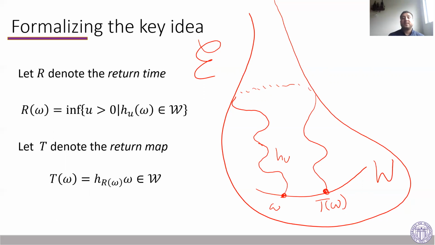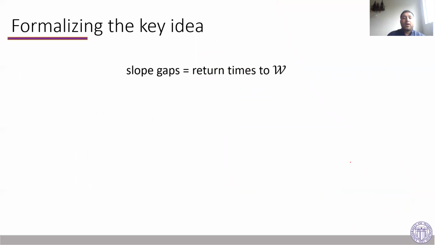And so this is kind of formalizing some of the things that we've already been seeing in the previous slides. All right, and so now we're almost done, right? The key idea is slope gaps are exactly return times. And now that we have some notation set up, I can rewrite this as the following kind of equation. Slope gaps are exactly the return times to the transversal, right?